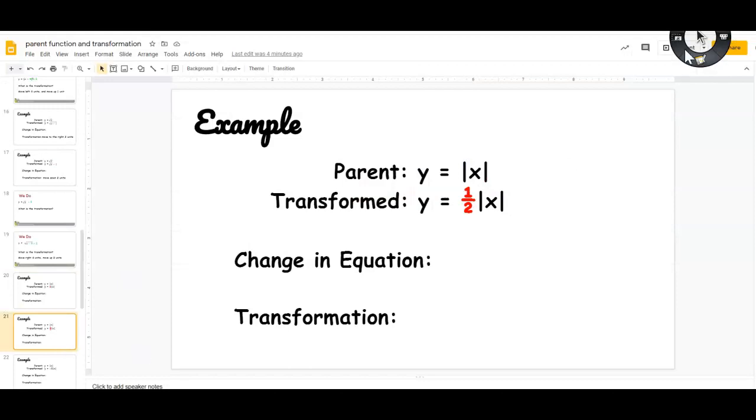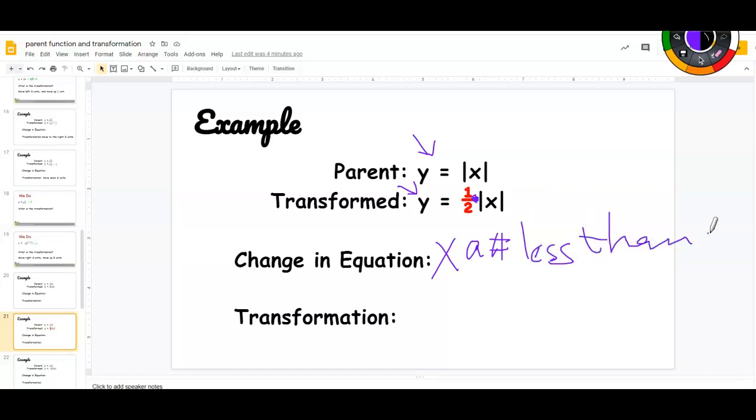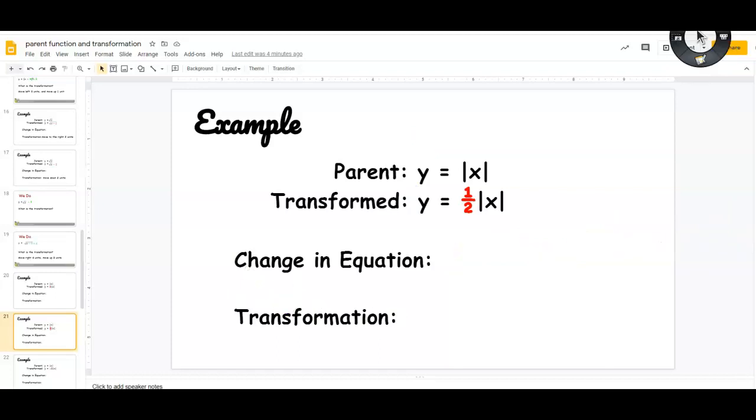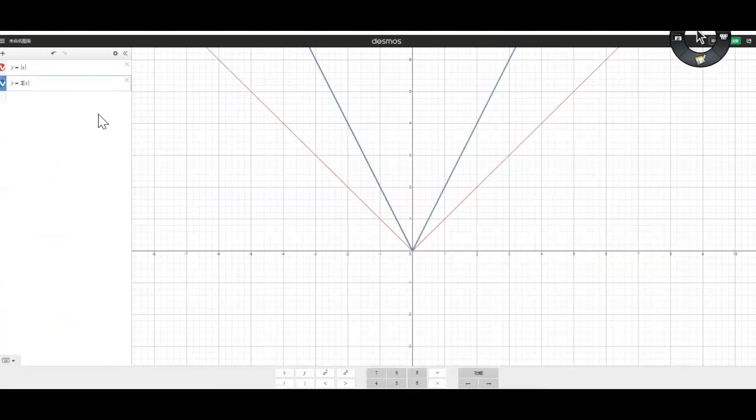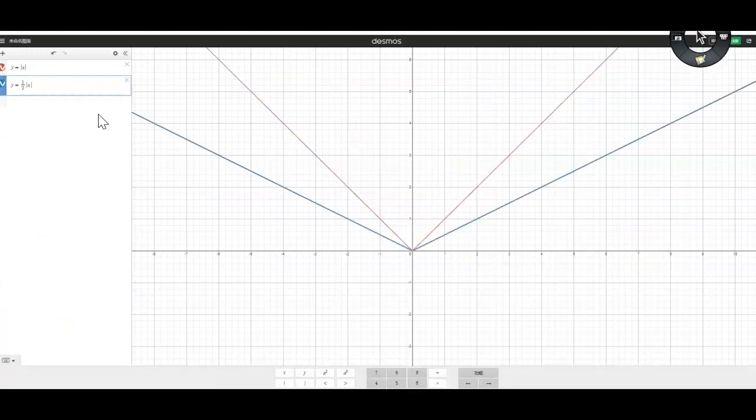Next, the transformation. So here the parent is still absolute value of x, and the baby equation, this time we put a number in again, and we multiplied this number because it is in the front. And what is special about this number? It is 1/2. It is smaller than 1. So this time if we multiply a number less than 1, what will happen on the graph? So let's graph both of them. This time in the front we have multiplied 1/2.